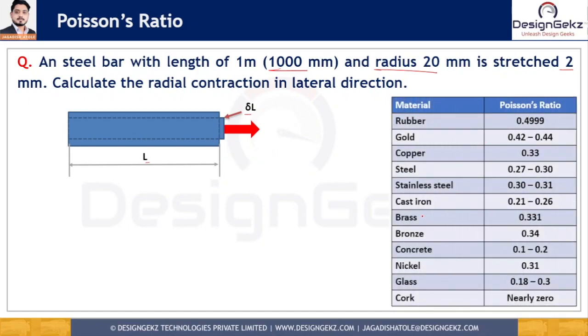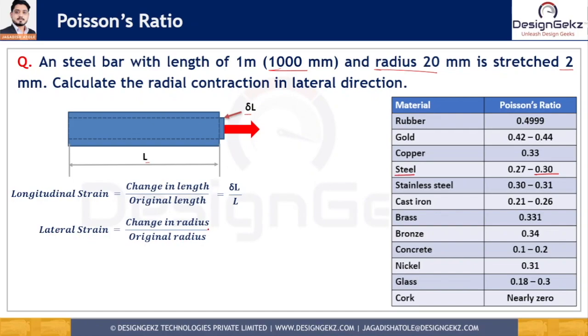Here the Poisson's ratio for the steel is 0.30. We'll consider the upper limit. The longitudinal strain, that is change in length upon original length, will be delta L upon L. Lateral strain is the change in radius upon original radius, that will be delta R upon R, as we are considering the radial dimensions. And we know the Poisson's ratio is lateral strain upon longitudinal strain, so we get mu equals delta R upon R divided by delta L upon L. And if we rearrange it for delta R, it will be mu, that is Poisson's ratio, into R into delta L upon L.